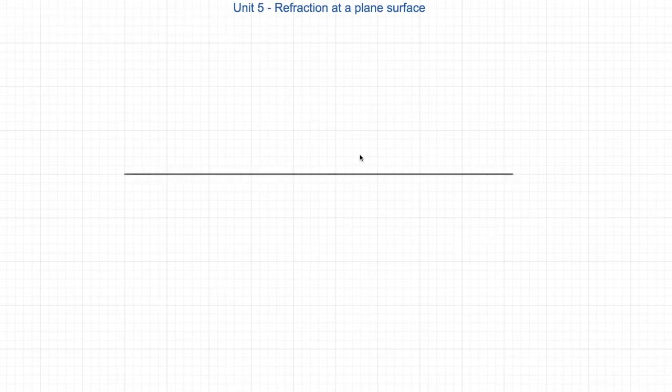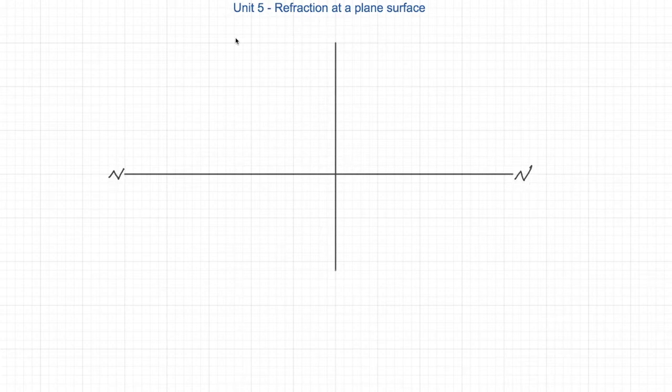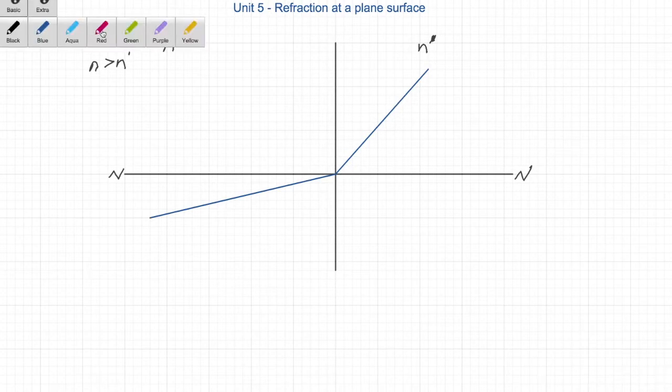Now let's further examine light that travels from a higher index to a lower index. So n is greater than n prime. Let's make this line straighter. There we go. So we're sending in this blue ray of light that's bent away from the normal, and let's say it is refracted in that direction.